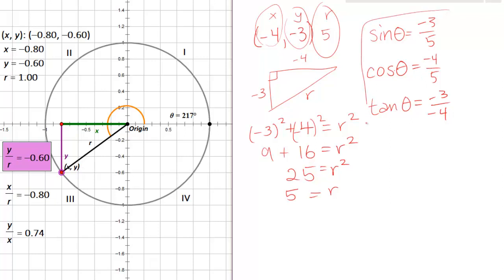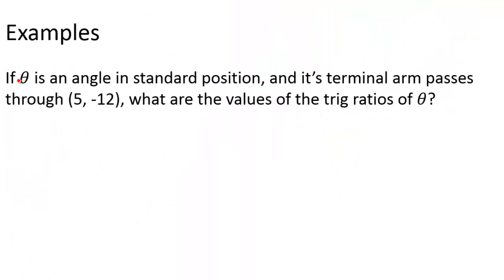So you have your 3 trig ratios. If you want to find the reciprocal ratios, instead of sine, the cosecant of theta would just be 5 over -3 or -5 over 3. The negative can be at either spot as long as it's in one, and you can find the others there. So let's take a look at this example.